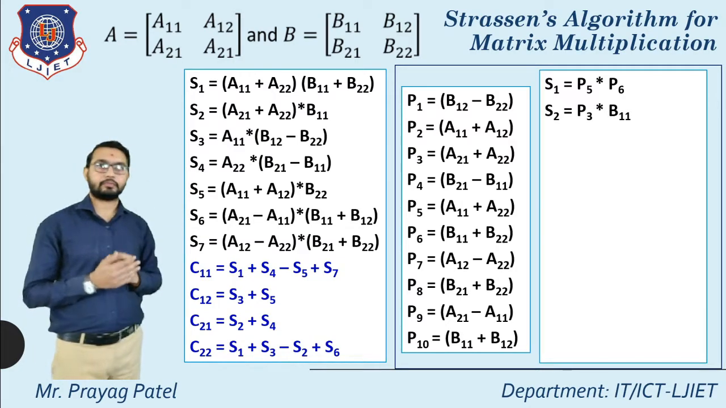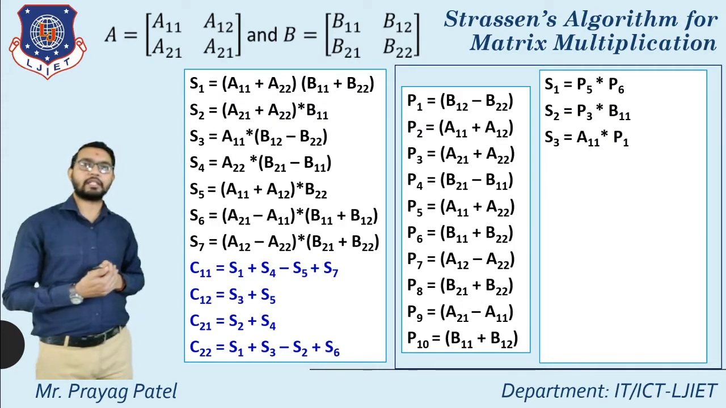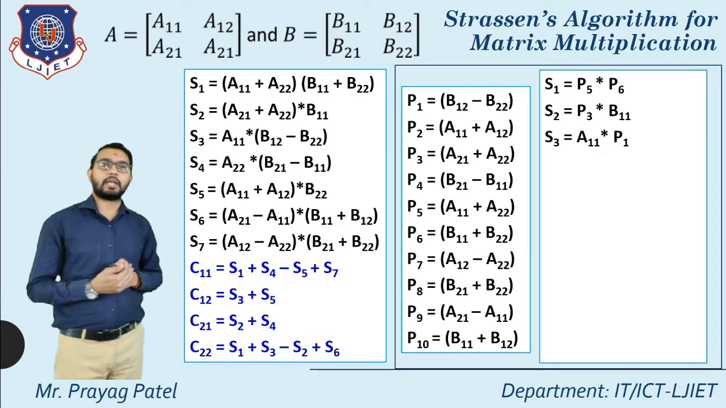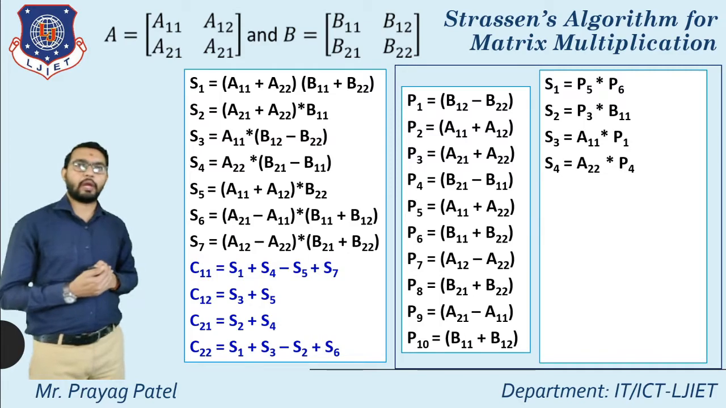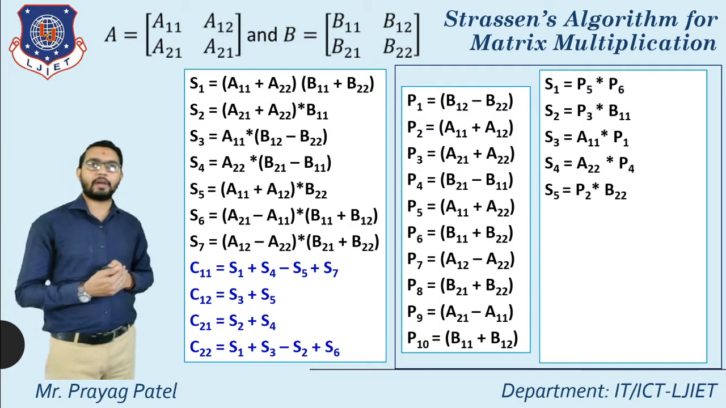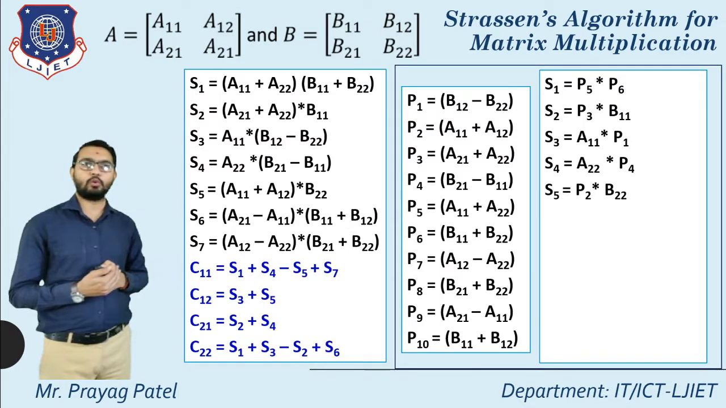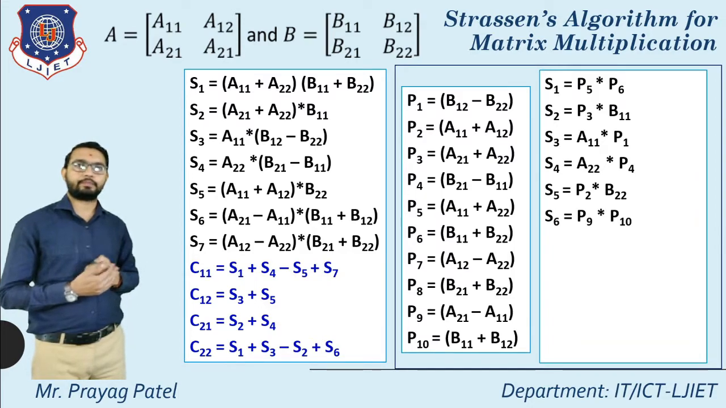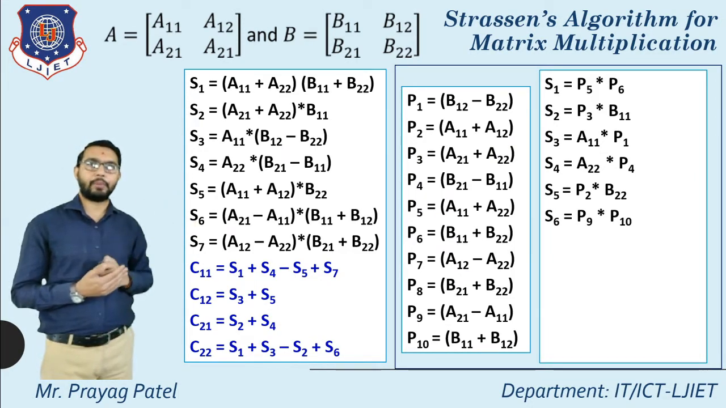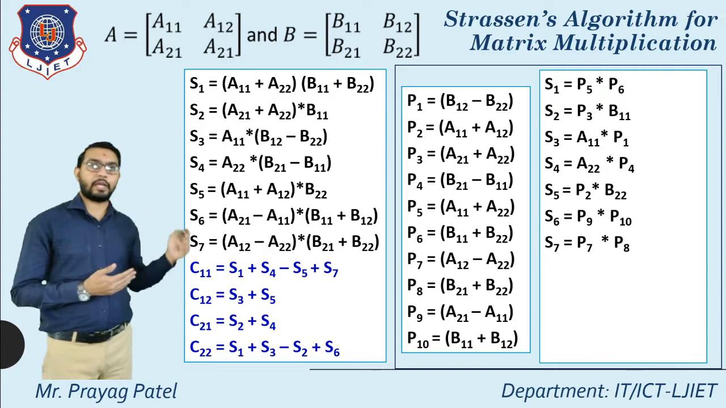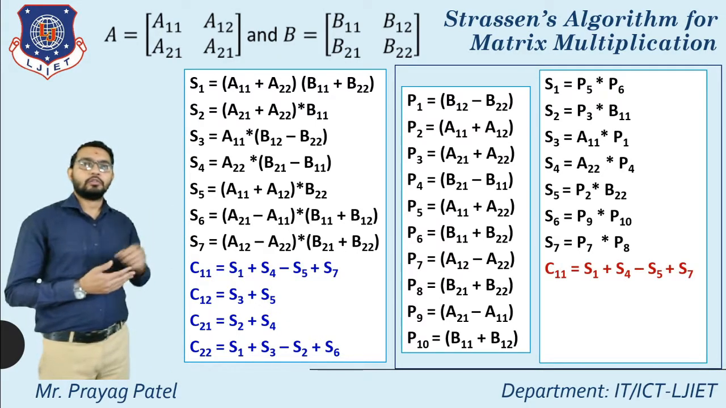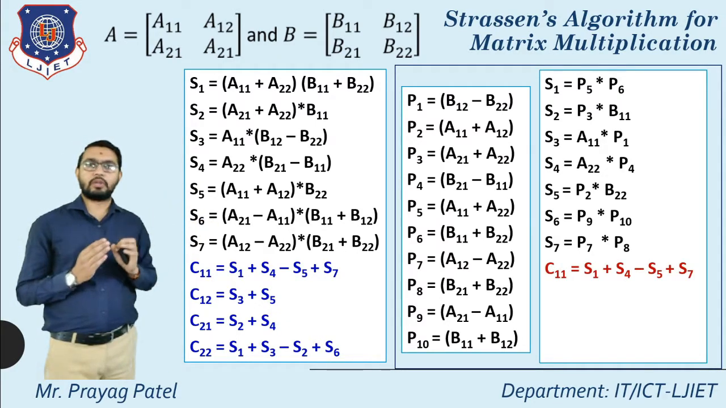Now S2. S2 equal to P3 multiply B11. S3 equal to A11 multiply P1. S4 equal to A22 multiply P5. S5 equal to P2 multiply B22. S6 equal to P9 multiply P10. S7 equal to P7 multiply P8. So this is the simple equation of S1 to S7.